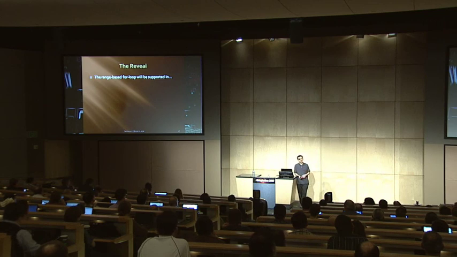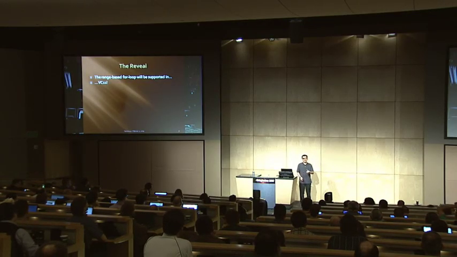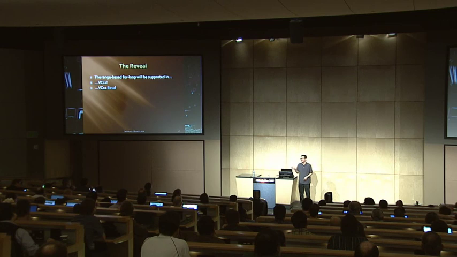And when this happened, we went back and we said, what can we do about this? Well, the range-based for loop will be supported in VC11. You will be able to use this in production code. But wait, it gets better. It's not just going to be supported in VC11 RTM. It's going to be supported in VC11 beta. When the beta comes out, you will be able to use it.